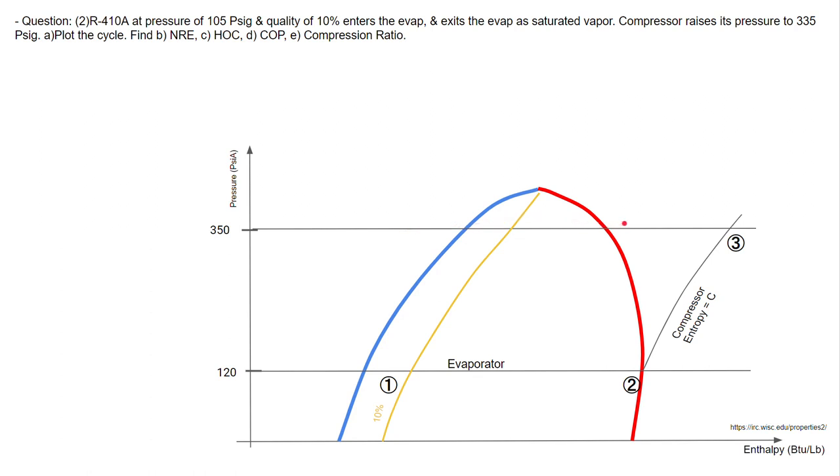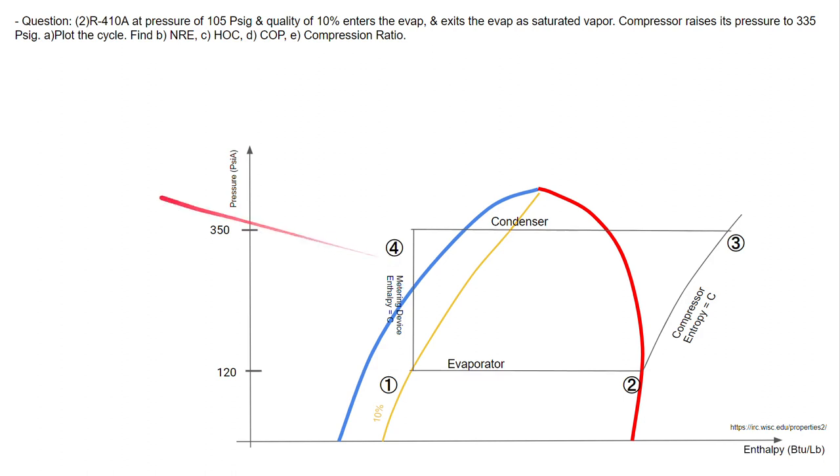The next thing that we have to find is where is the end of the condenser. Point 3 is the beginning of the condenser, and we have to find point 4, which is somewhere around here. And we know that when the refrigerant goes through the metering device, its enthalpy remains constant. Therefore, if we extract a vertical line from point 1, this will be the metering device and this will be point 4.